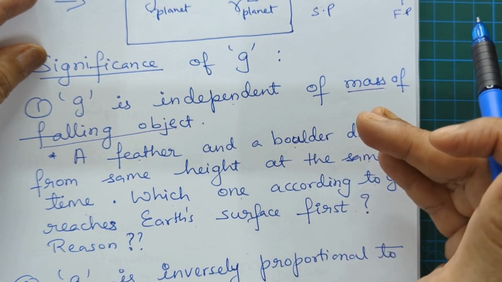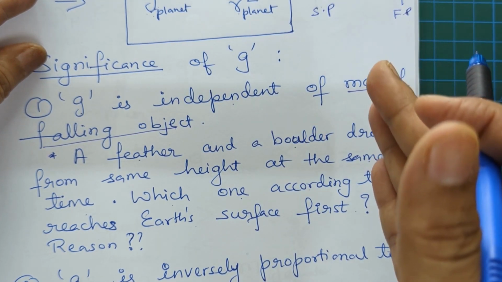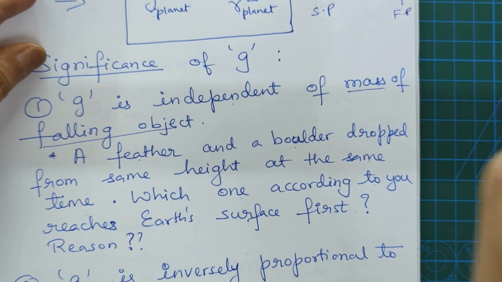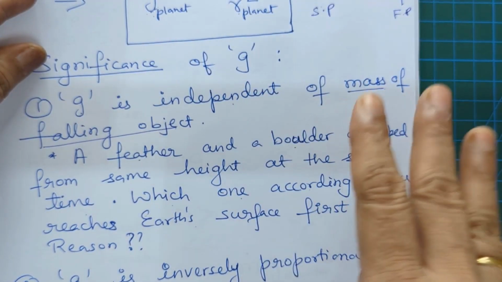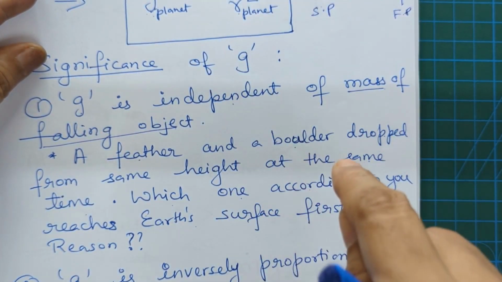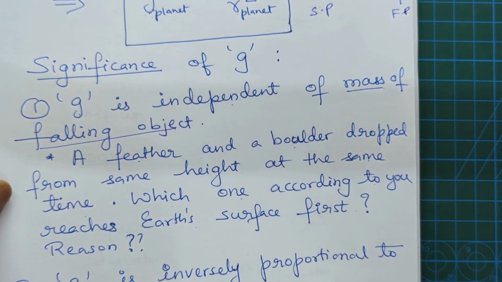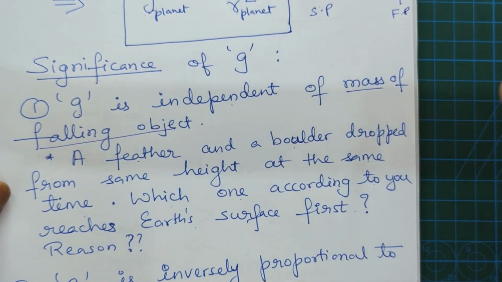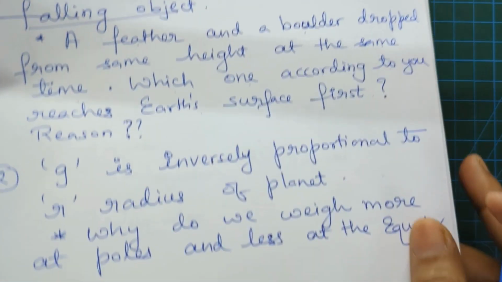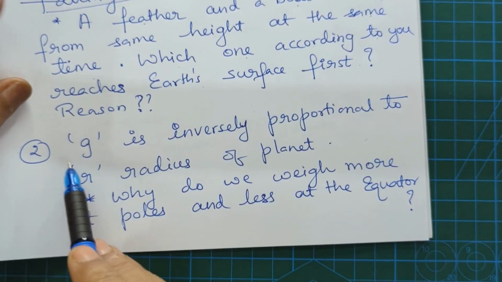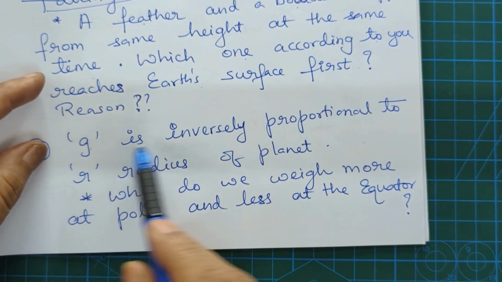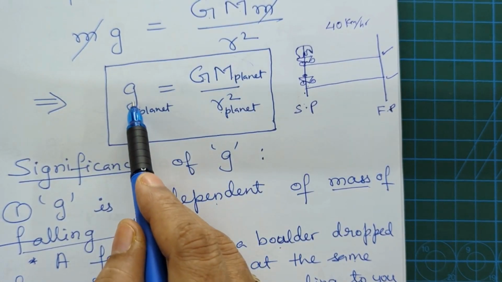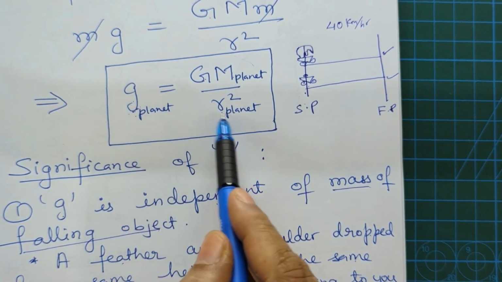But if it is not vacuum, the boulder will appear to have reached the surface first, and the feather, due to air resistance, travels a long distance and ultimately reaches the earth. Then distance traveled by both of the objects is different, so they appear to have reached one faster and one later. Second, acceleration due to gravity is inversely proportional to the radius of the planet. See, acceleration due to gravity and radius of the planet are in inverse relation.